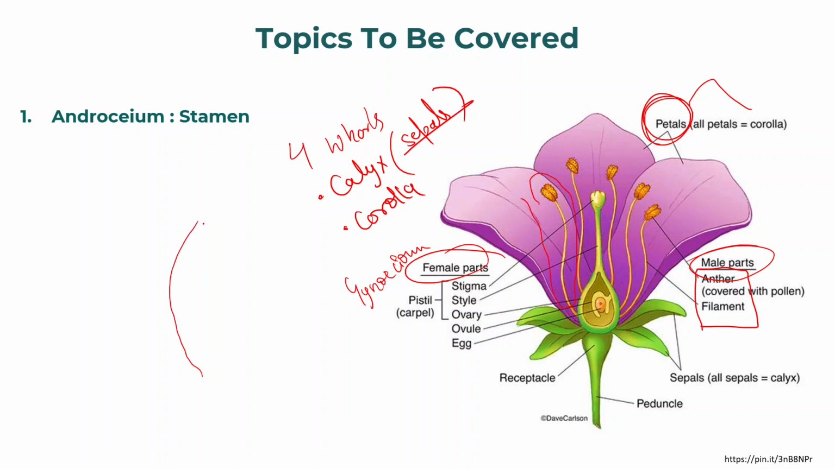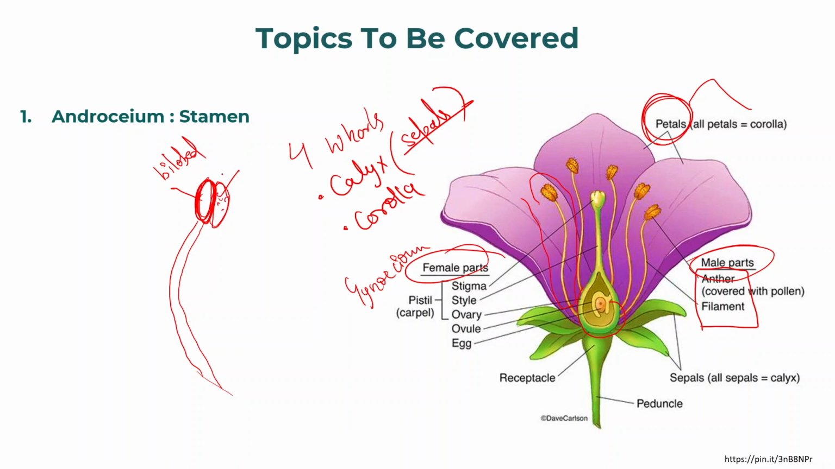This is the structure of the filament, and this filament is attached to the thalamus. On the top of the filament, on the terminal end, you could see this bilobed structure. One lobe, two lobes, so this is why it is known as a bilobed structure. And this anther is full of pollen grains.